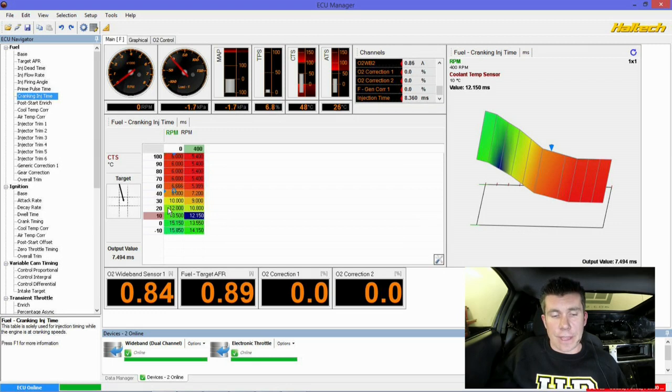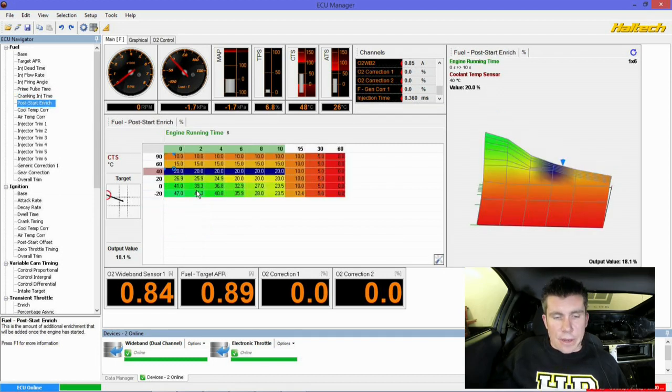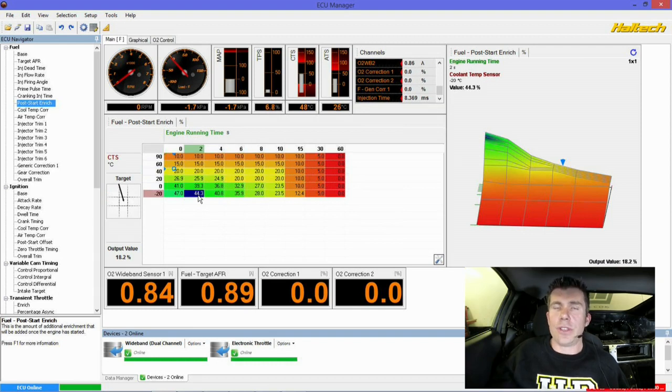Generally, with most of the aftermarket ECUs, they come with really good starting points for these tables, so they don't actually need too much work. Post-start enrichment is another table that the engine moves into once it's started, and obviously because the engine's cold, you're going to be working in both this map and the coolant temperature correction map at the same time. So let's have a look at this post-start enrichment.